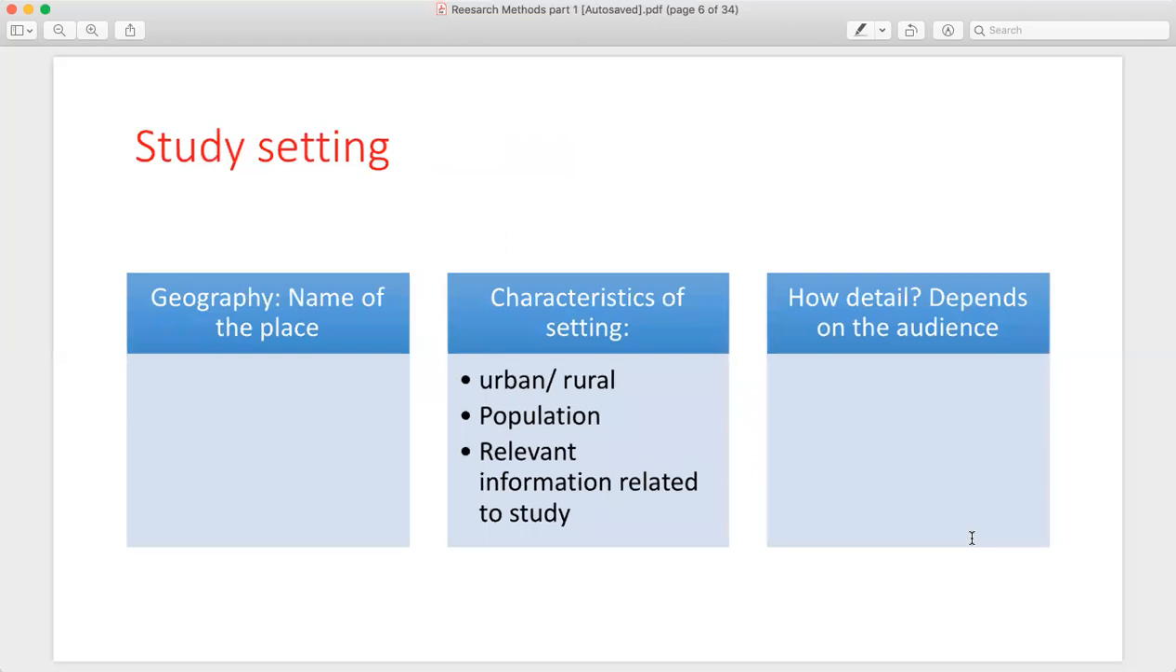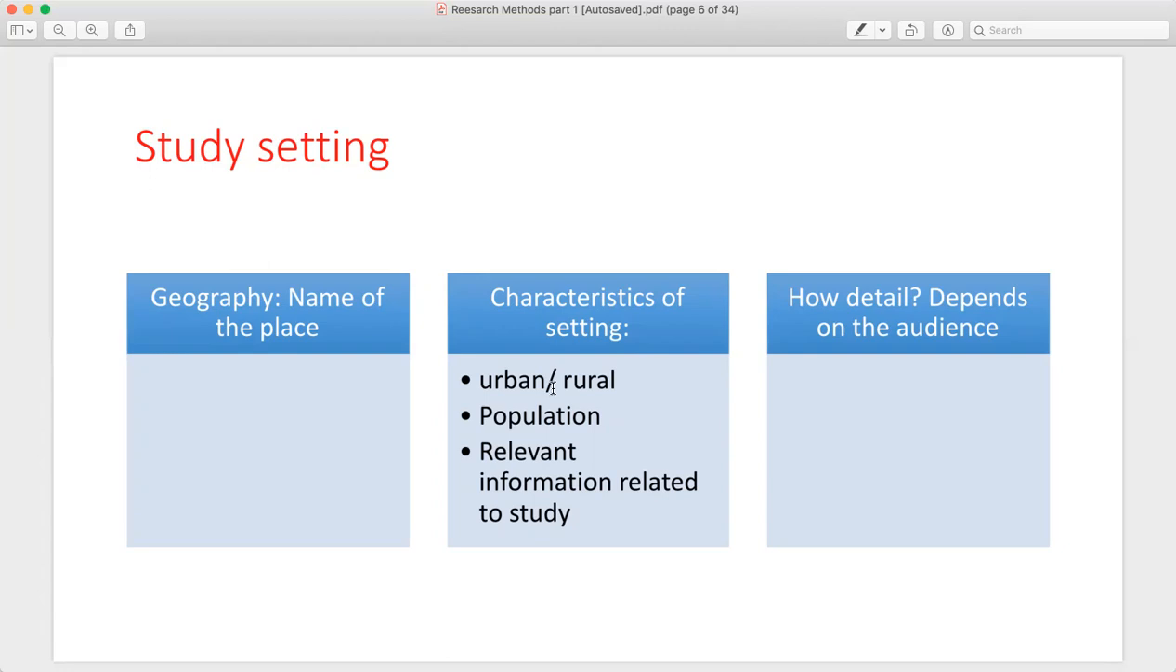And the second subheading is study setting. In the study setting, always mention the name of the place, which would be very straightforward, and then give the characteristics of the setting, whether the study was conducted in an urban or rural setting, in which kind of population, whether that was a specific marginalized, disadvantaged population or general population, just male, female, or LGBTQ community, or any specific type of population, and give the relevant information related to the study.